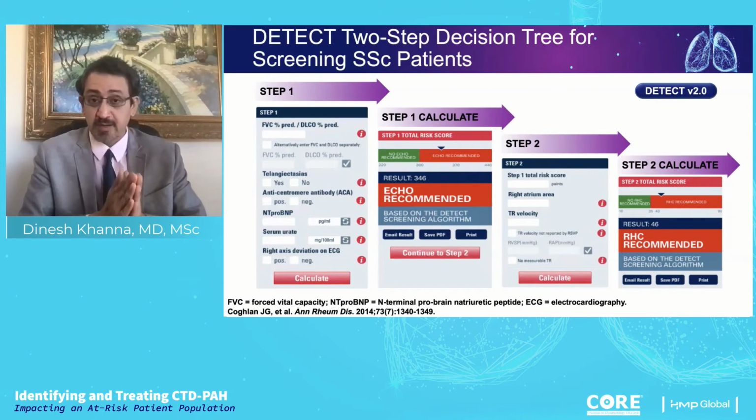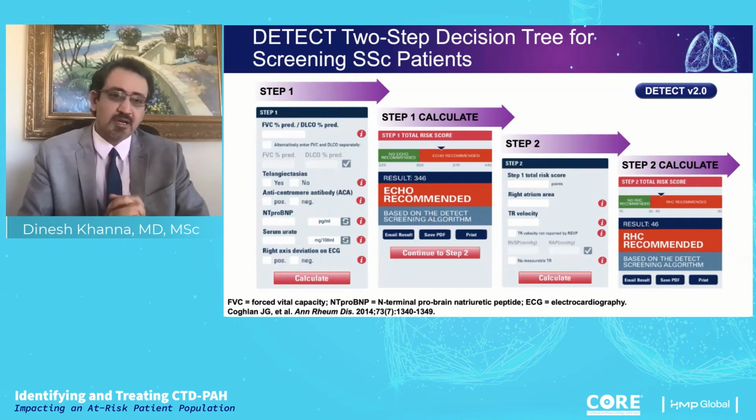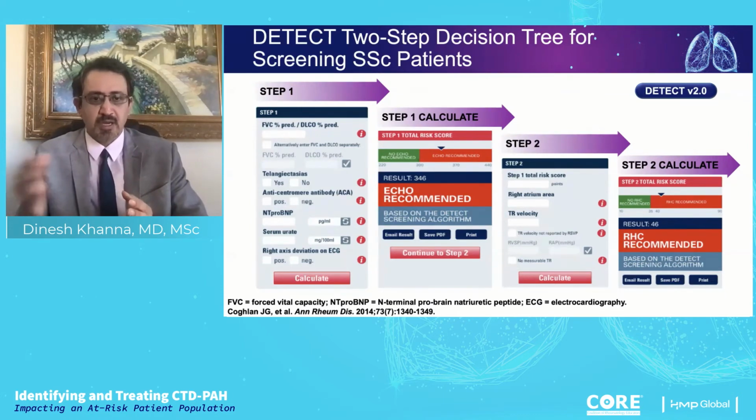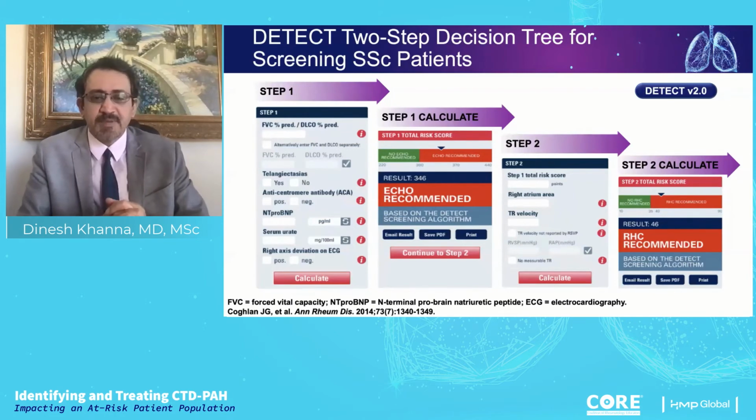First one is forced vital capacity and DLCO ratio. A disproportionate decline in diffusion capacity, as you all know, is associated with pulmonary hypertension. Whether the patient had telangiectasias or not, anti-centromere antibody, NT-proBNP levels, serum uric acid, which may seem odd, but it's a measure of endothelial dysfunction, and right axis deviation on EKG.